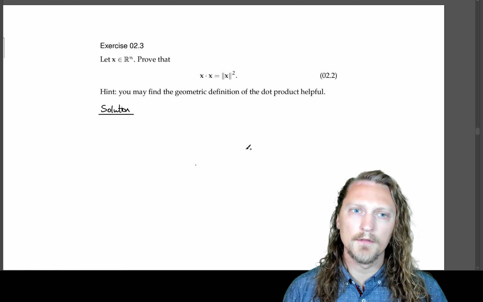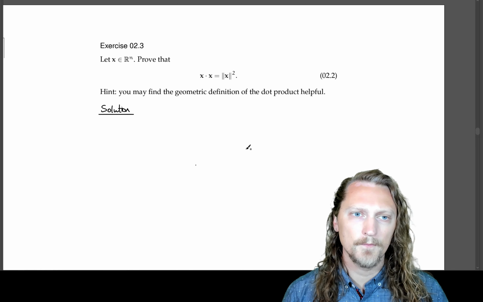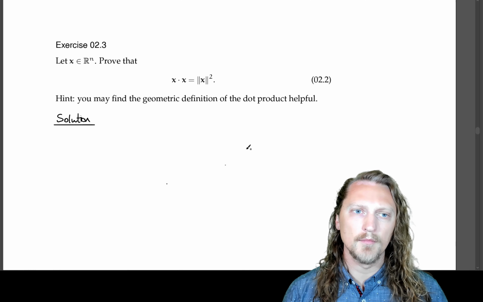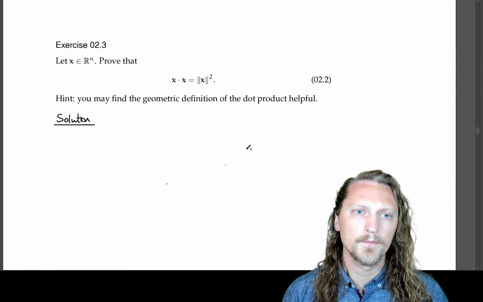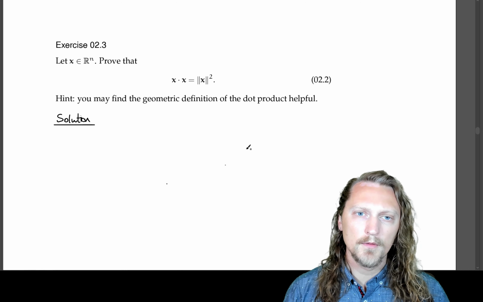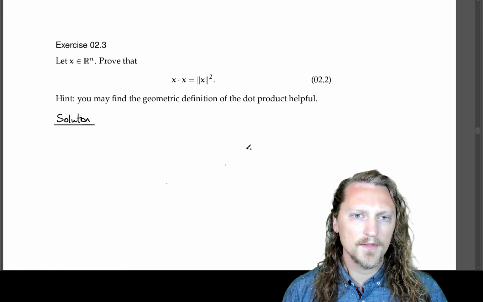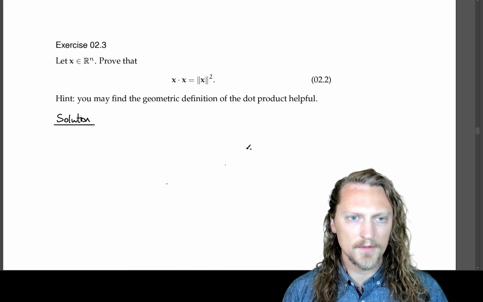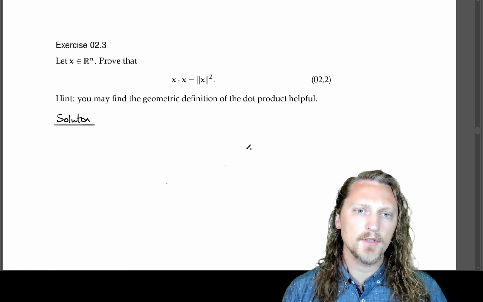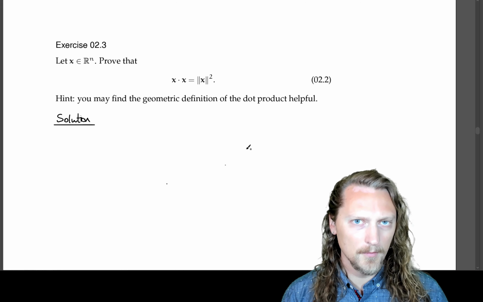So let's solve exercise 2.3. Let x be a real vector in Rn. Prove that x dot x is equal to the norm of x squared. Hint: you may find the geometric definition of the dot product helpful.